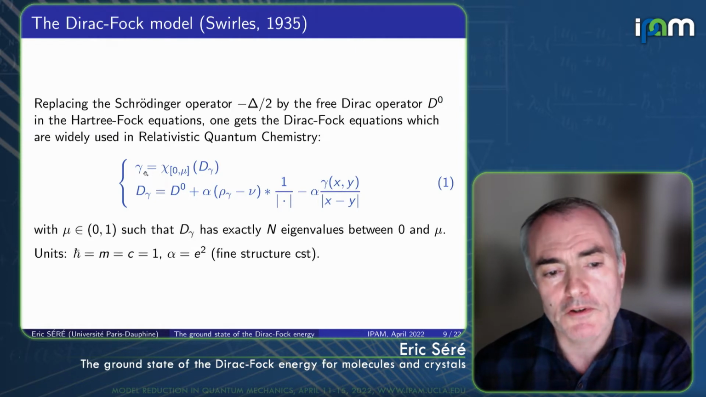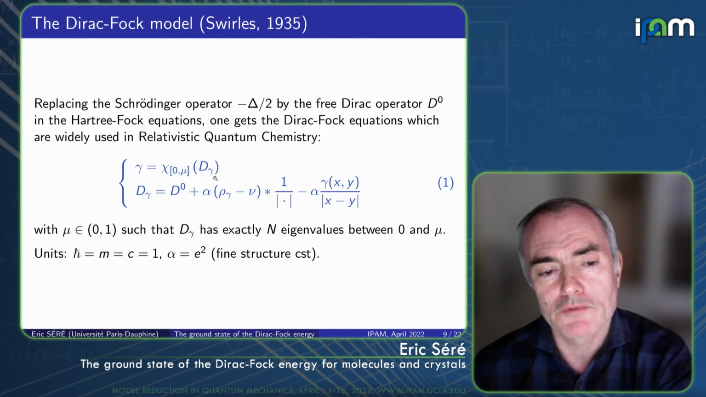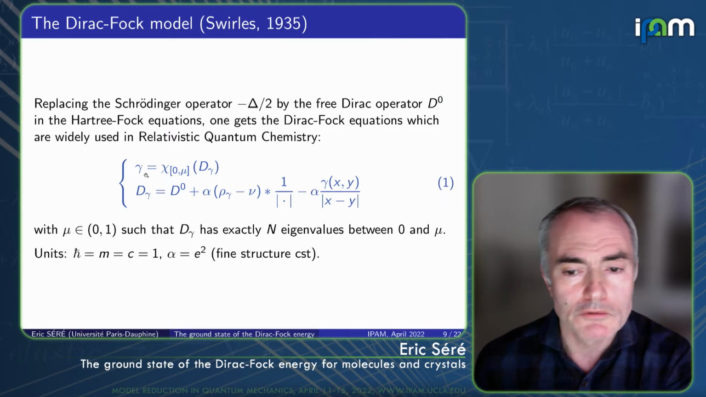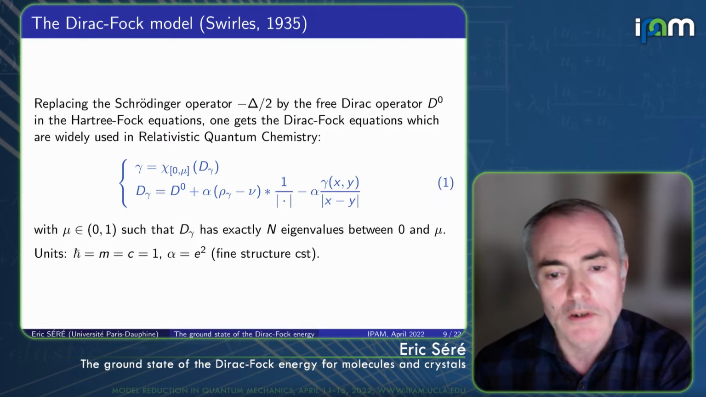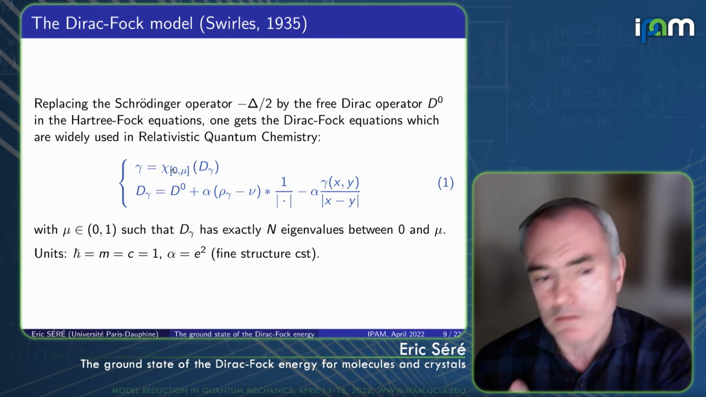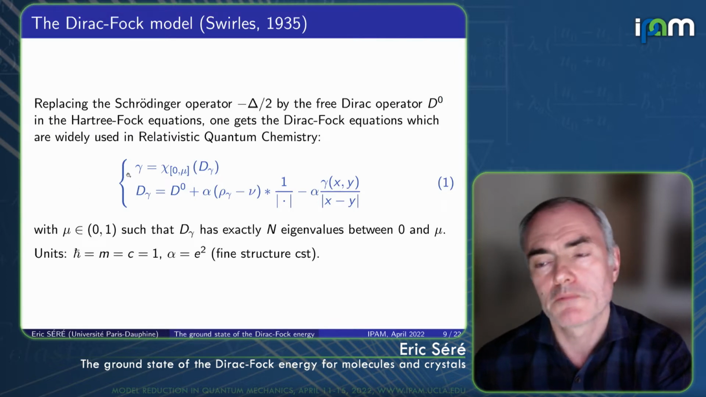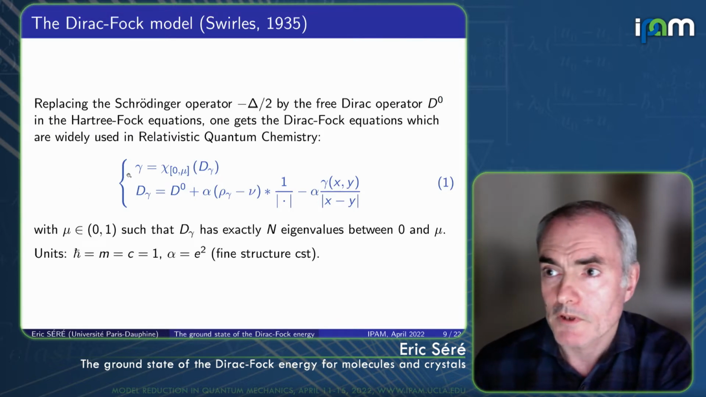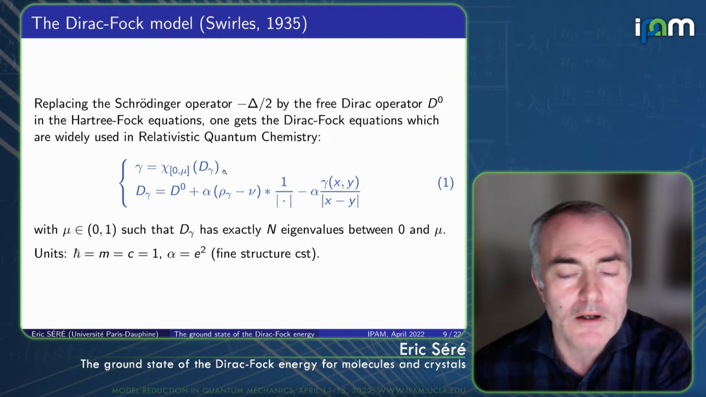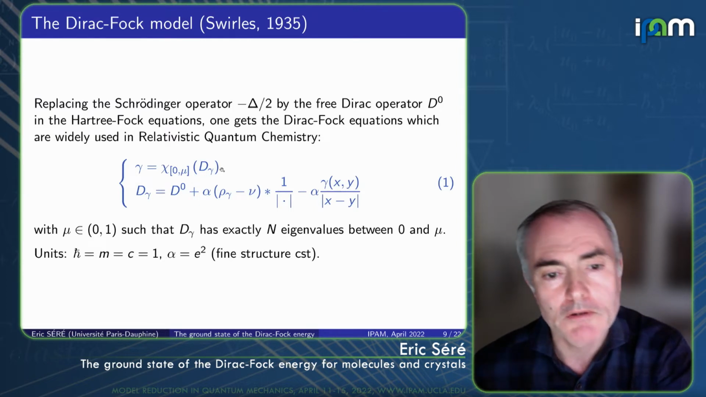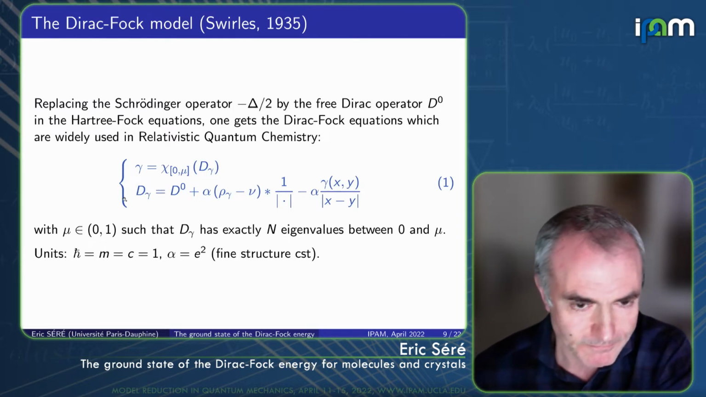But of course, this is only meaningful if the charge of the nuclei is not too big. But the charge of the nuclei is never too big if you look at existing nuclei. Now, if you invent nuclei with a very, very high Z, you might have a problem. You might have eigenvalues crossing the spectral gap. So this is for physically existing atoms.